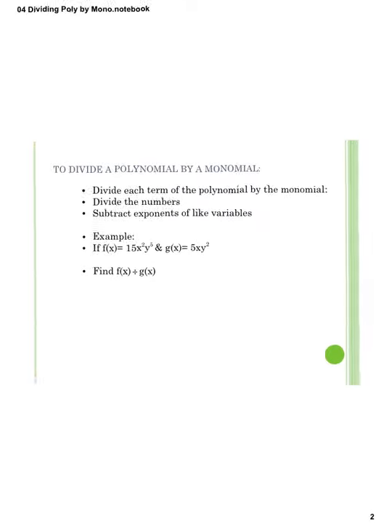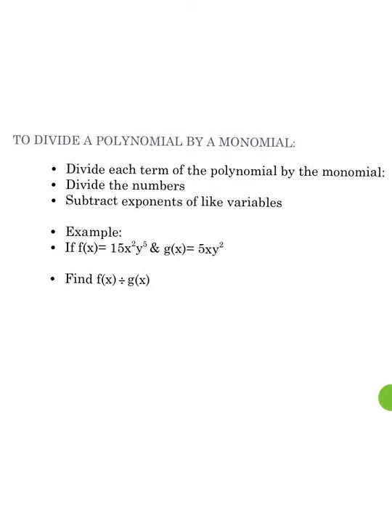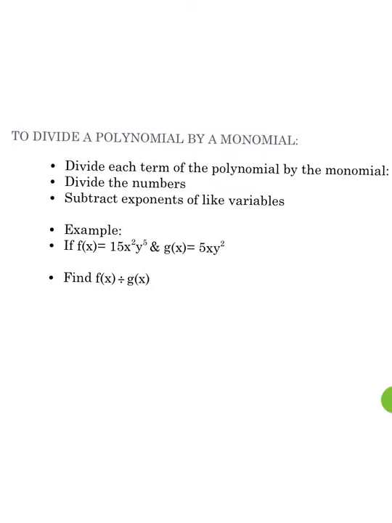So to divide a polynomial by a monomial, we're going to divide each term of the polynomial by the monomial by dividing the numbers and subtracting the exponents of like variables. So if we look at the example, it says if f of x is 15x squared y to the fifth, f of x divided by g of x. My g of x is that.